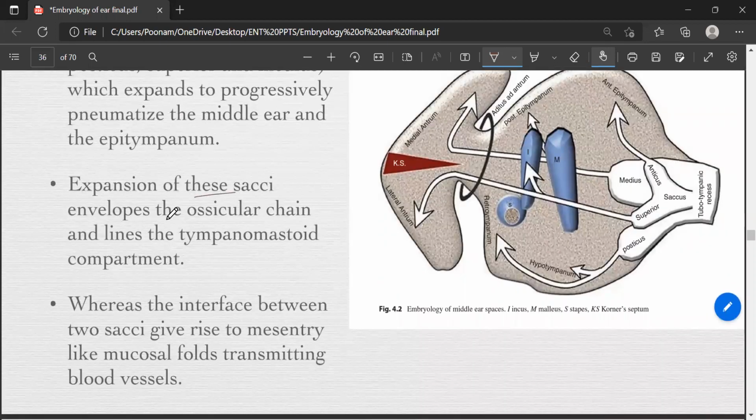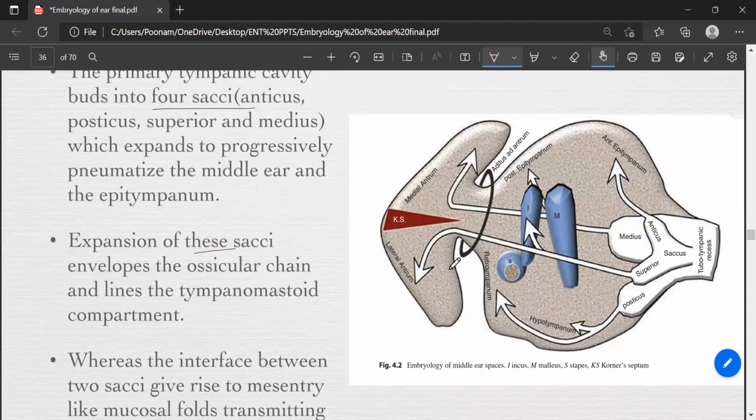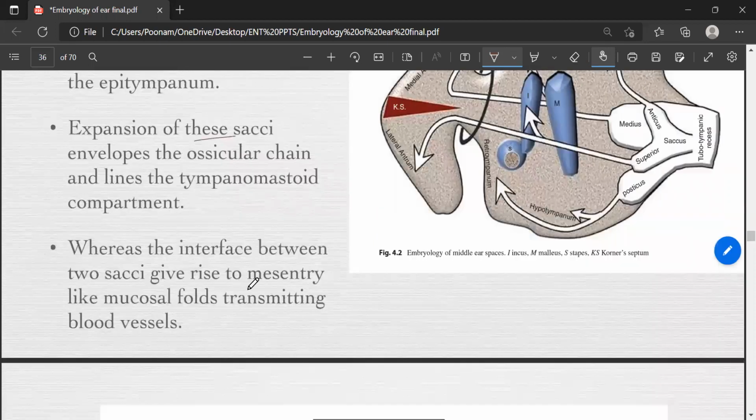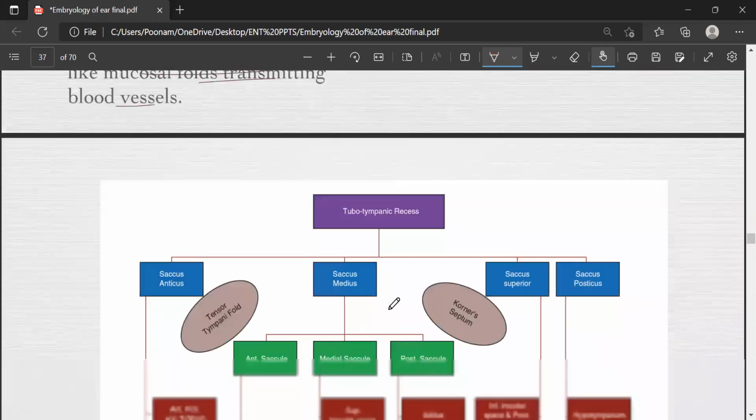which expand to progressively pneumatize the middle ear and the epitympanum. Expansion of these sacci envelops the ossicular chain and lines the tympanomastoid compartment, where the interface between two sacci gives rise to mesentery-like mucosal folds transmitting the blood vessels. So, this is one very important function of the mucosal folds, which transmit the blood vessels for the vascular supply.